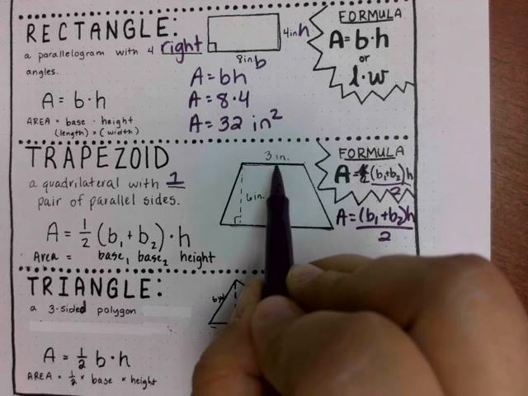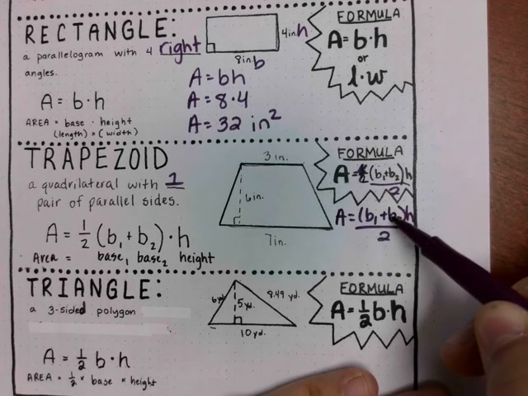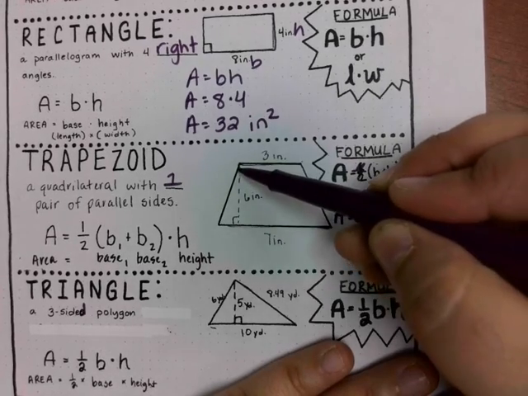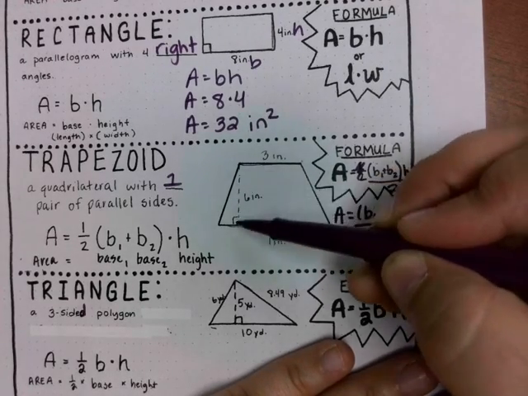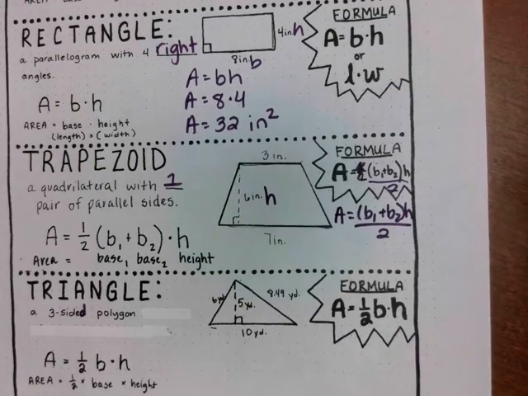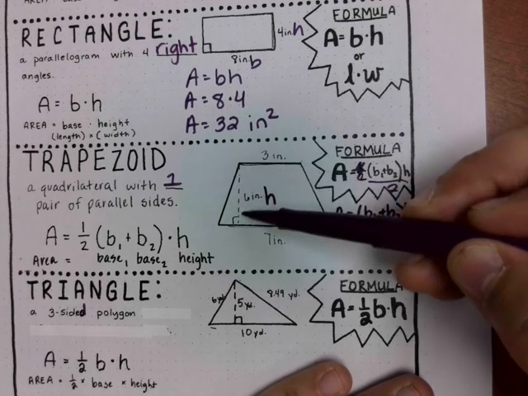Here, I'm only given 3 numbers. That's nice. I need a base 1, a base 2, and a height. They didn't give me any slanted sides to confuse me. Remember that we did say that the dotted line is always our height. It's very important on a trapezoid that you get the height correct. If you don't, then you're going to get the wrong answer. The height is the dotted line.